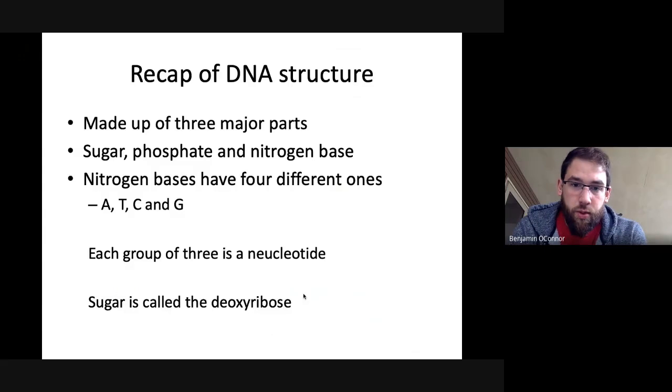Each group of three is a nucleotide. That just means that if it has a sugar, phosphate, and a nitrogen base, it makes up a nucleotide, and the sugar is called deoxyribose. Again, -ose endings mean sugar.